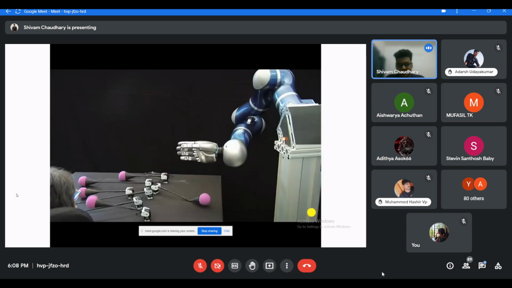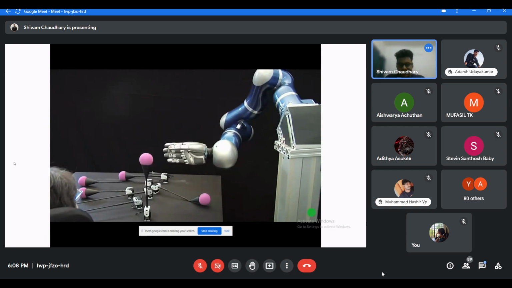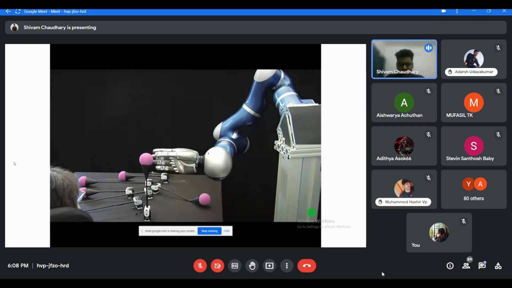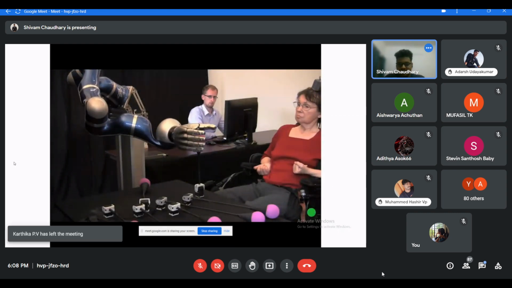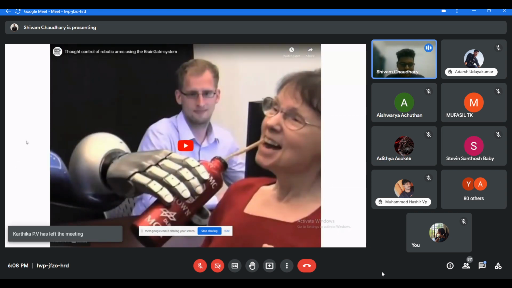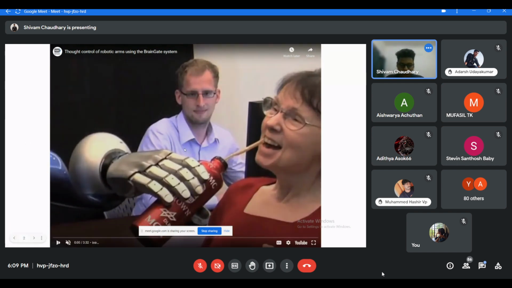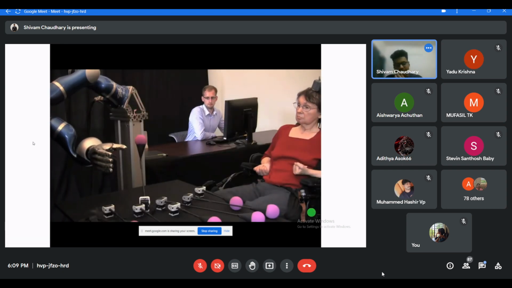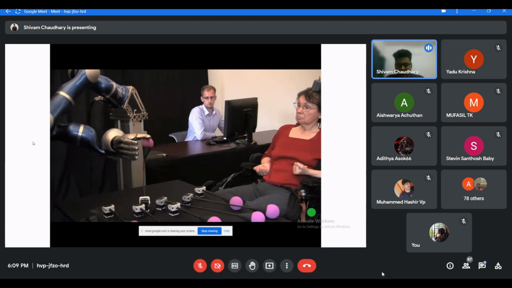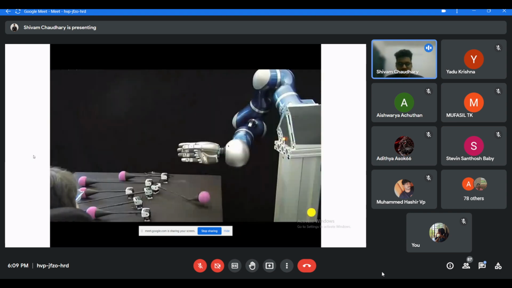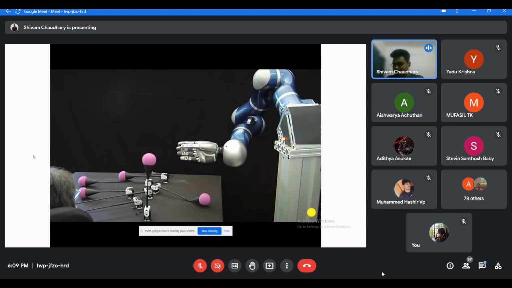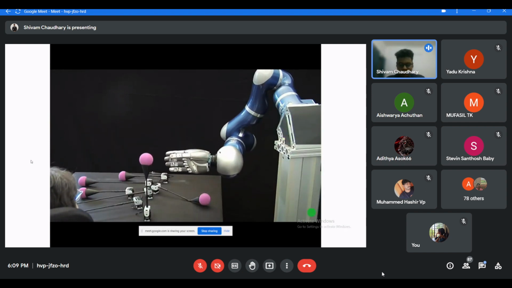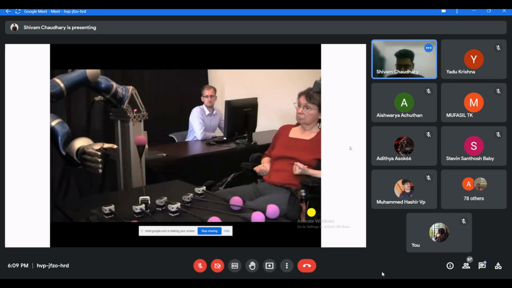What is happening here is that the woman sitting on the chair is paralyzed and cannot move her limbs at all. The technician in the back has installed an invasive brain-computer interface into her cortex, into the brain, and she is able to move this robotic arm by just imagining the movement. I think this is one of the reasons why we are interested in brain-computer interfaces. Please stop me if you have any questions. Type it in the chat box or just speak up.